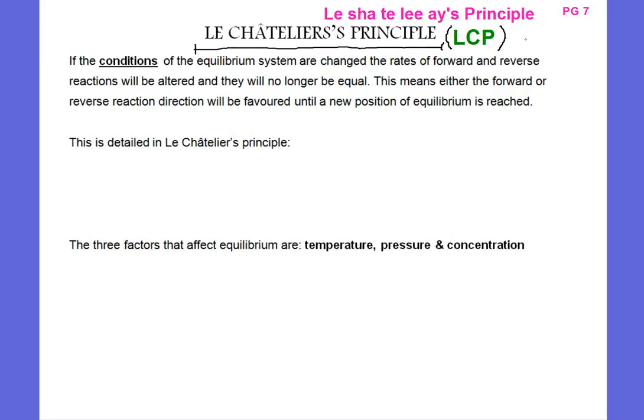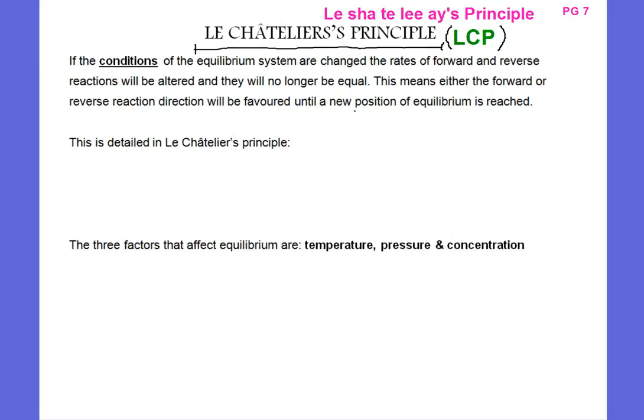And that means the rate of forward and reverse reaction will be altered, and they will no longer be equal. And depending on what you've done to the reaction, that means either the forward or reverse reaction direction will be higher or lower, and therefore a new position of equilibrium will be established. If you, for example, increase the rate of forward reaction, that means more reactants will turn into more products, and therefore you'll change that position of equilibrium.